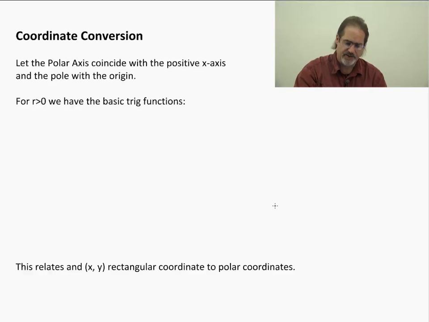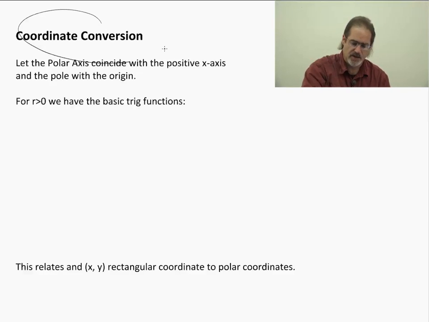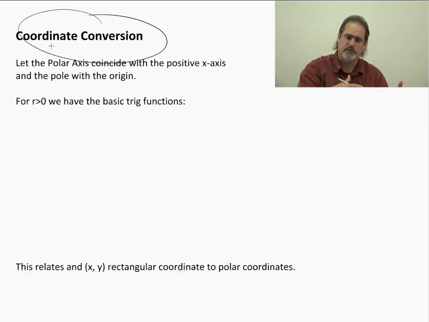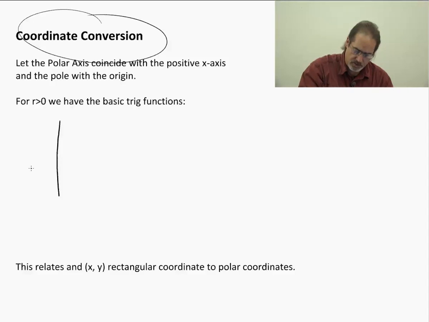All right, let's discuss now the idea of coordinate conversion. We want to be able to go from the Cartesian coordinate system, the rectangular coordinates, to polar and polar back as we need to, however it pleases us. So if I let the polar axis coincide with the positive x-axis, which I did earlier, and the pole with the origin, then for r positive we have basic trig functions that will give us some relationships we can work with. Now, here's the idea.